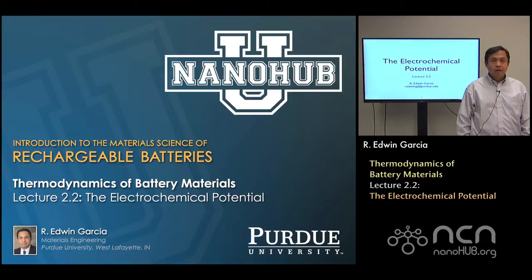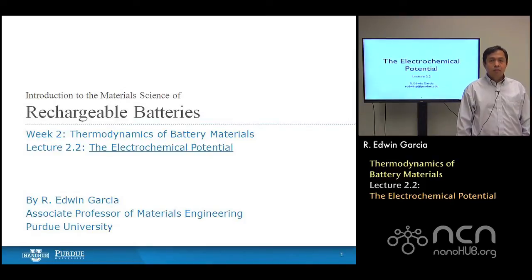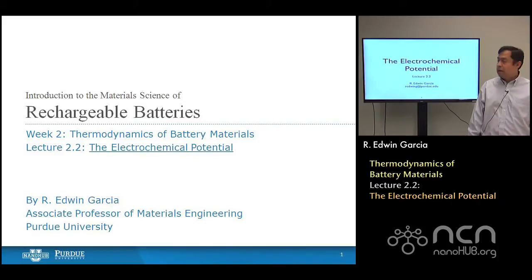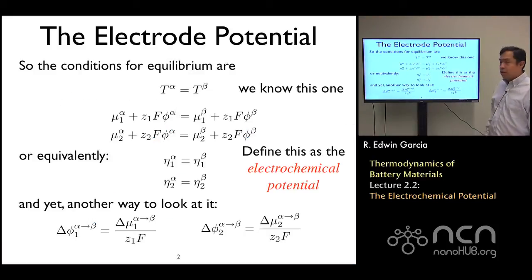nanoHUB-U Online Instruction. Hi, welcome to the second lecture of week 2 of the nanoHUB-U in material science of rechargeable batteries. Today we're going to talk about the electrochemical potential. Last class, we derived the conditions for equilibrium for an electrochemically active system. We found things we already knew, like the temperature between two electrochemical phases at equilibrium has to be the same. We found an interesting relationship.